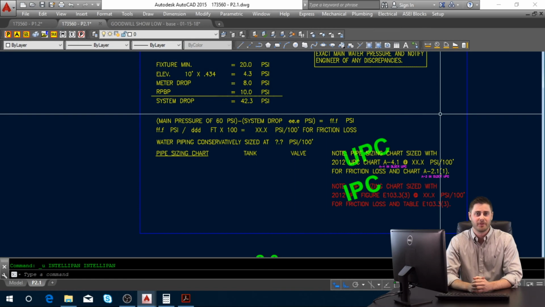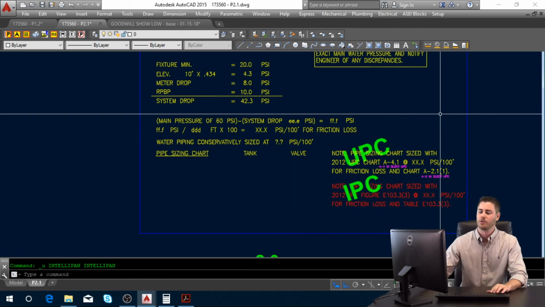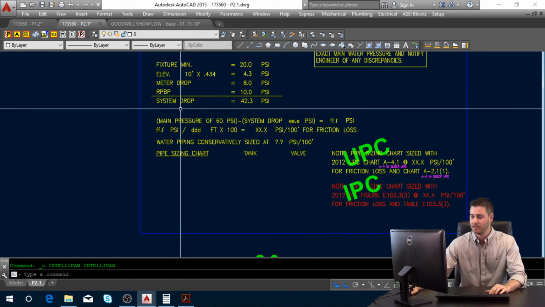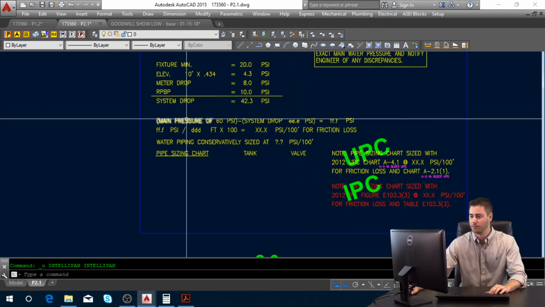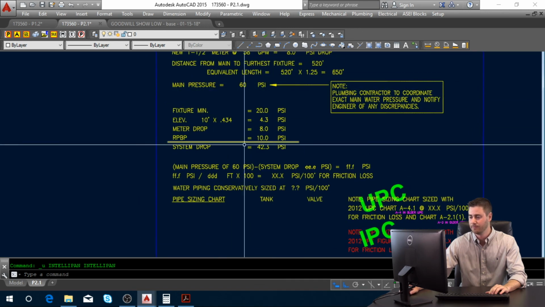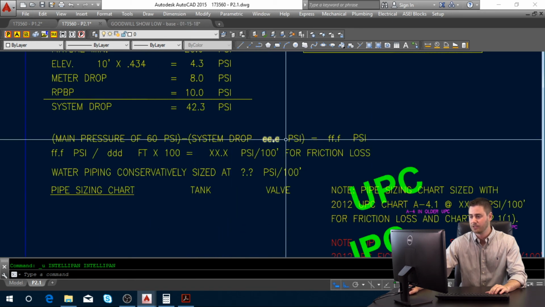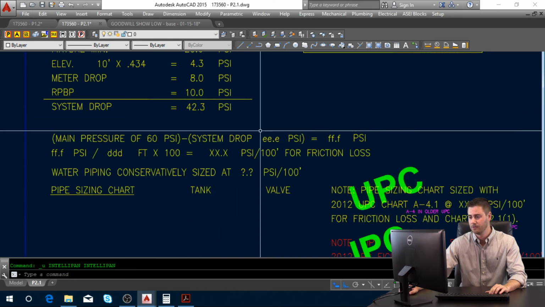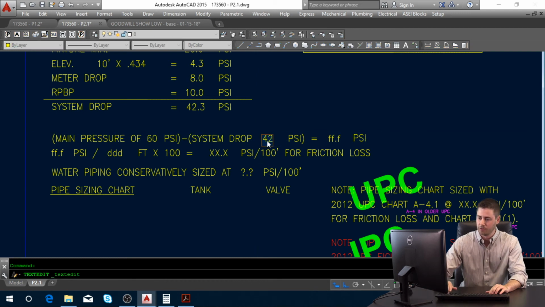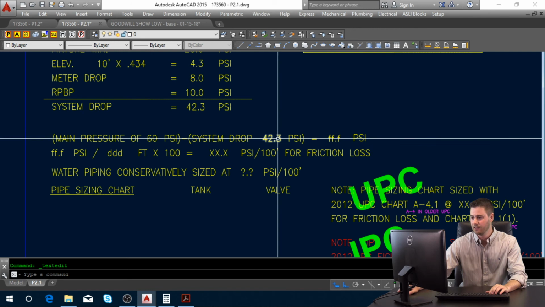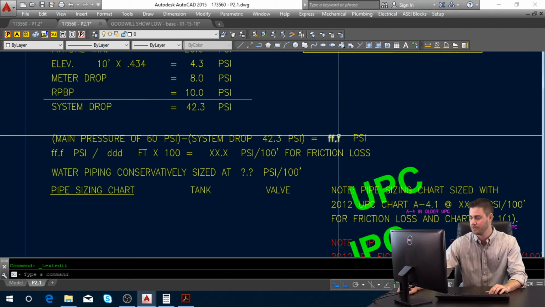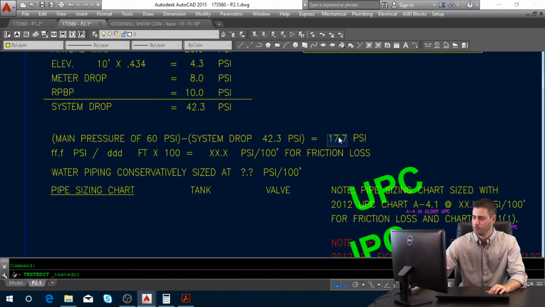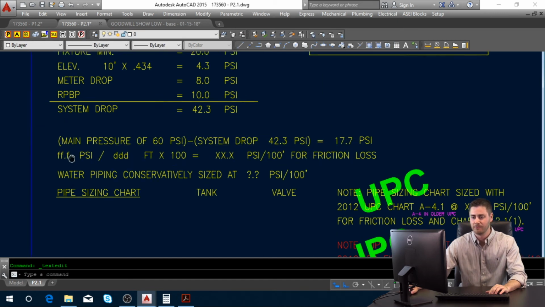The final step is determining your water pipe sizing chart. So we'll go back into our water calculation, and this is done by filling out the remainder of the calculation with values that we have already determined. So our main pressure of 60 psi, which was given up here, minus our system pressure drop, which we determined here, EE. So we'll input that 42.3. So 60 minus 42.3 gives us our total available pressure of 17.7 psi. So edit that FF text to 17.7.